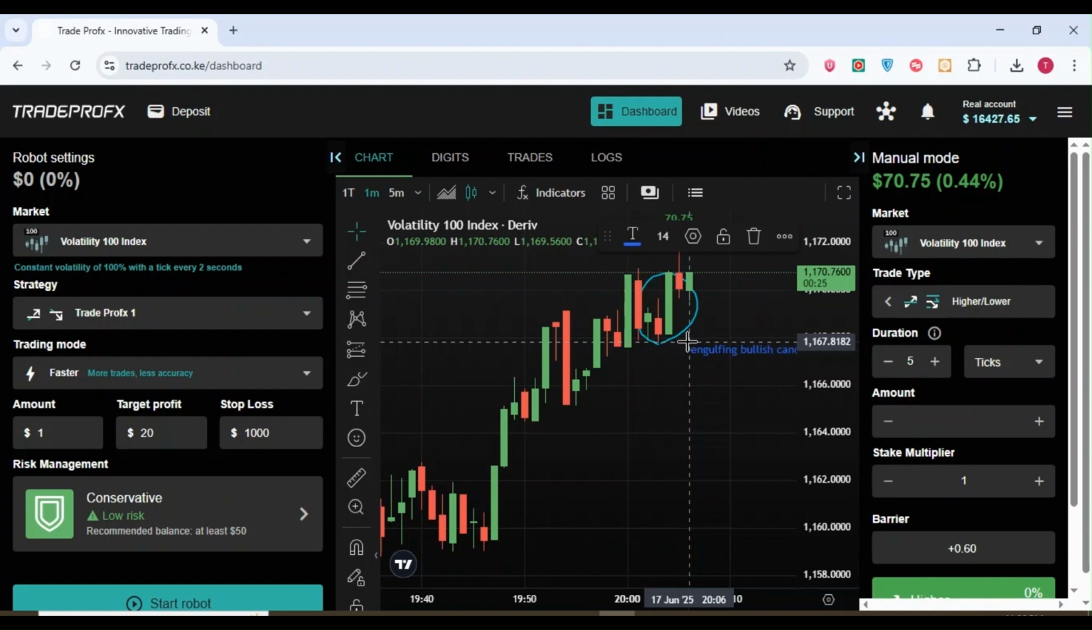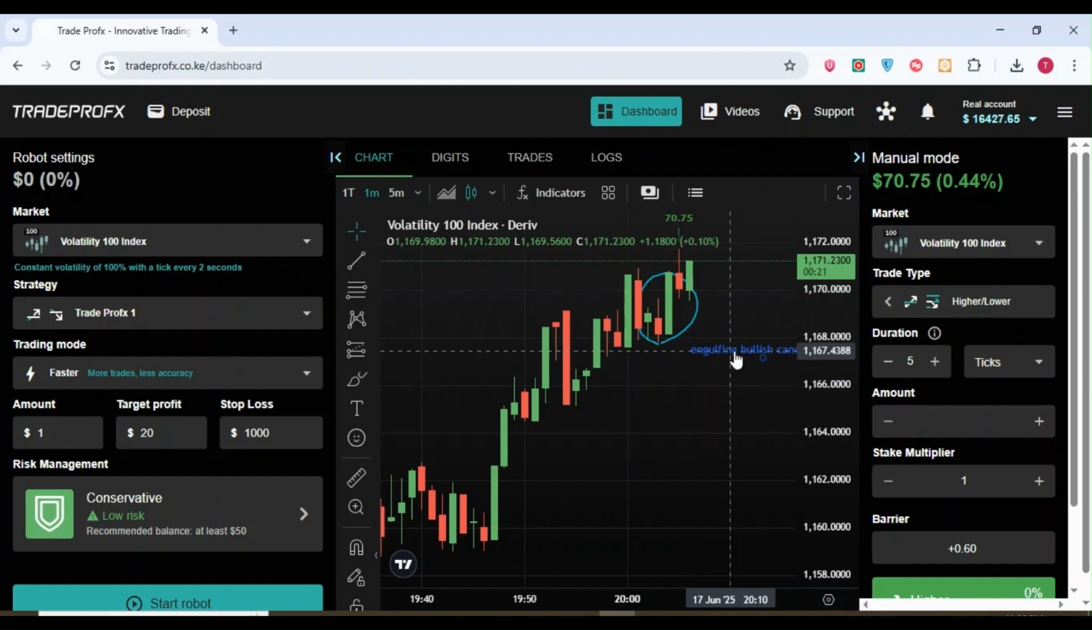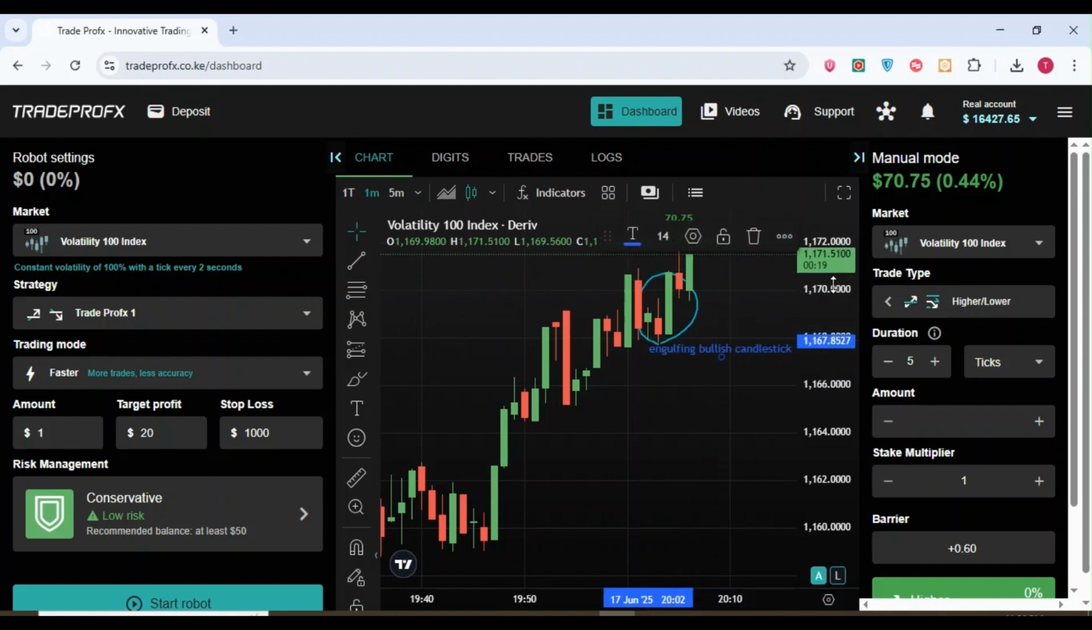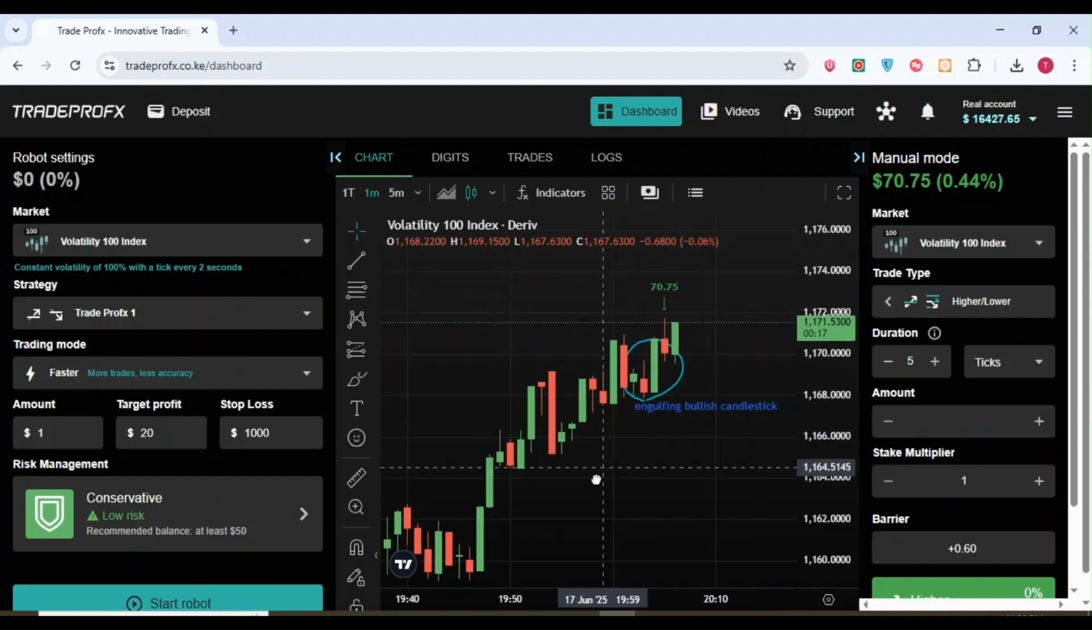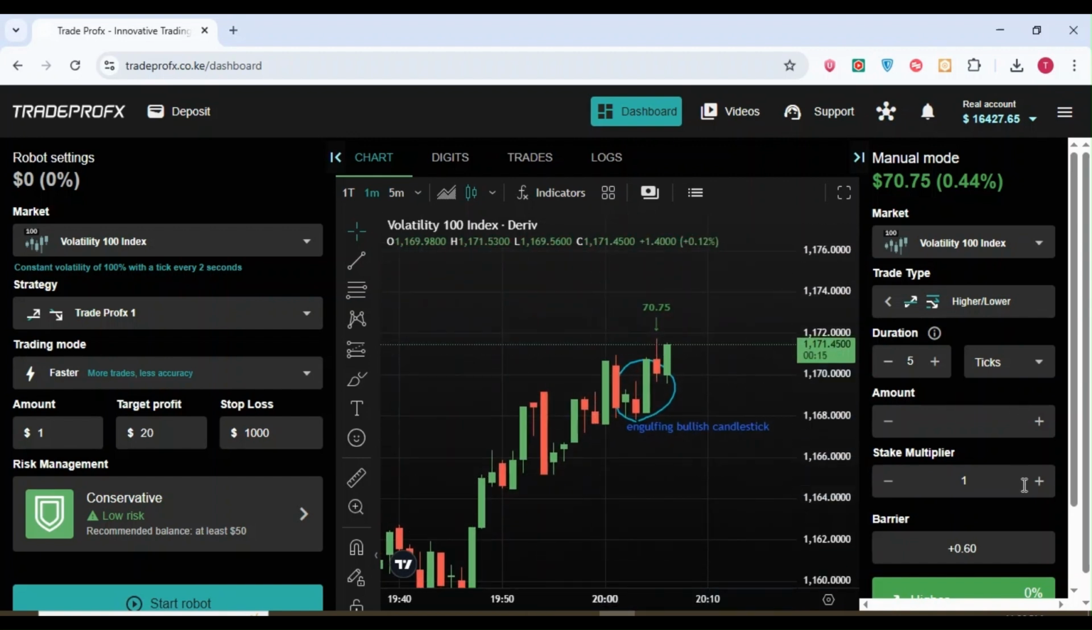Now, this entire methodology isn't something I built overnight. It's the result of continuous observation, trial, error, and refinement. But today, you don't have to go through all of that blindly. I've already packaged this strategy in a simplified form through TradeProFX.